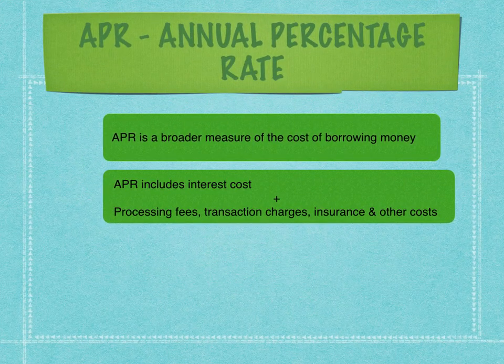Now that we have understood the building blocks of simple interest and compound interest, let us take a look at APR, or annual percentage rate. Annual percentage rate is a broader measure of the cost of borrowing money. What is added to interest cost: in some sites they add processing fees, in some other sites they add transaction charges. So I've just consolidated everything and written processing fees plus transaction charges plus insurance and other costs. Let's take a look at how APR works.